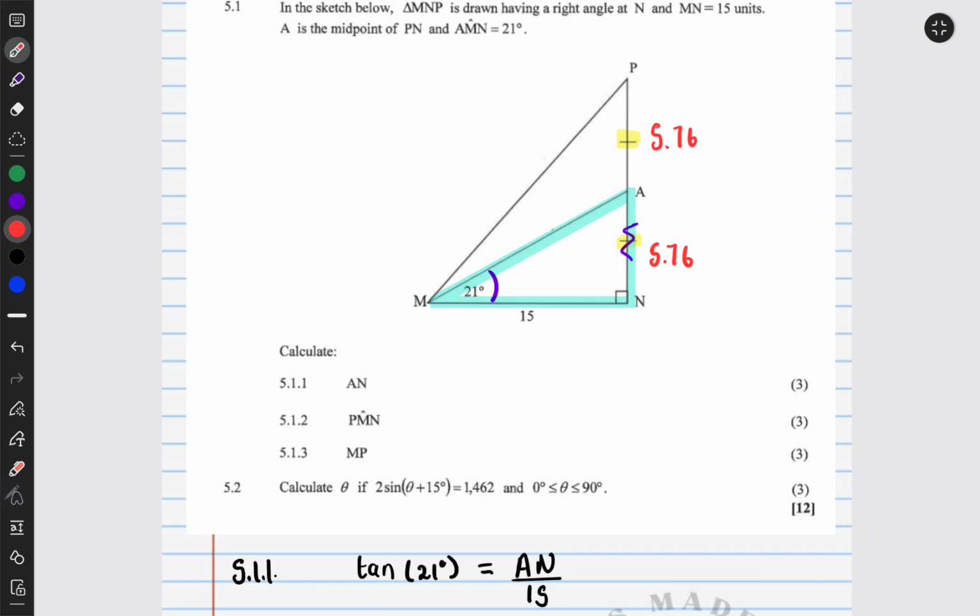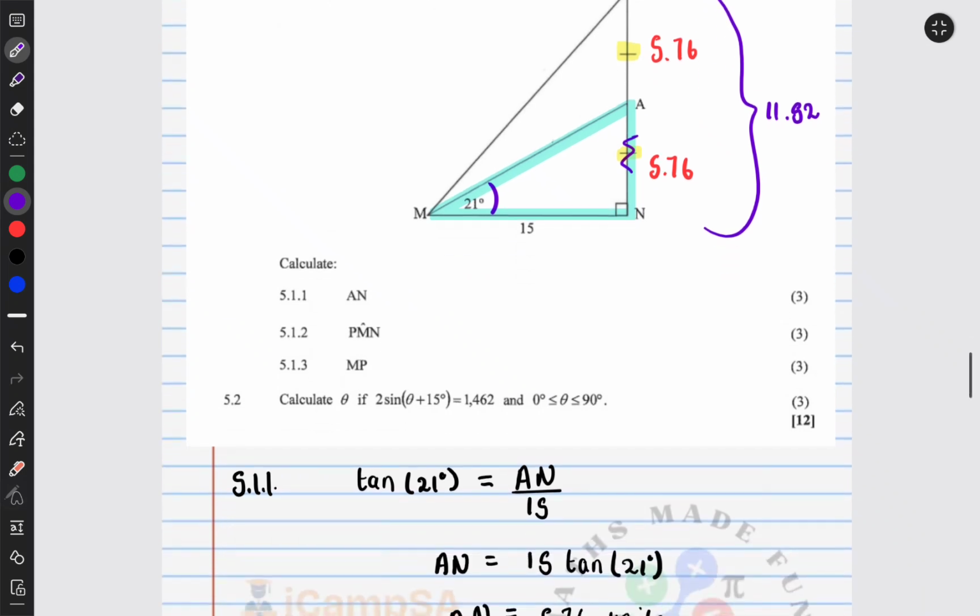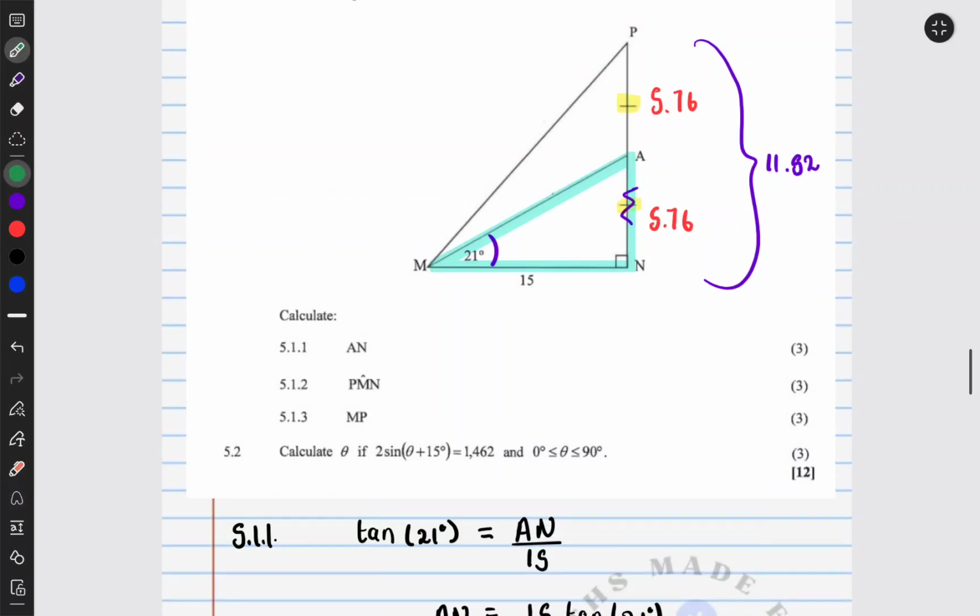And I told you that AN, since A is the midpoint, is also equal to AP, 5.76. Therefore when you add those two, they will give you the value of that side. In fact, PN, let me just do it like this, 5.76 times 2 is equal to 11.52.